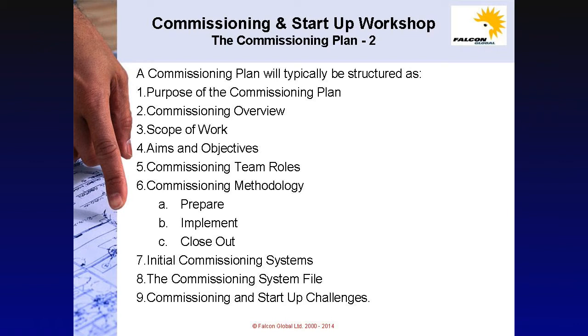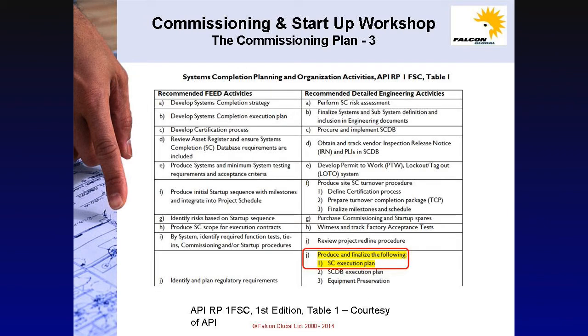The typical structure of a commissioning plan is an outline of purpose, commissioning overview, scope of work, aims and objectives, team roles, methodology, the priority systems for initial commissioning, the commissioning system database or system commissioning file, and commissioning and system challenges. The requirement for a system commissioning plan is also shown in Table 1 of API RP1FSC. This is required during the detailed engineering phase and is shown at item J in the table.